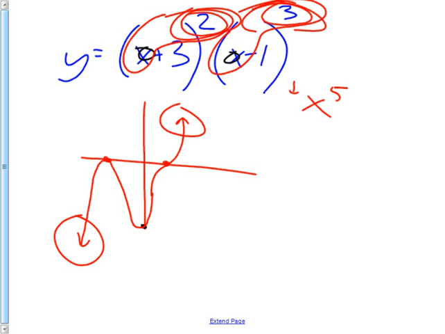Whew, a lot to know on this. Lots of limits to know. Multiplicity. Writing limits. Graphing. We did some sketching.